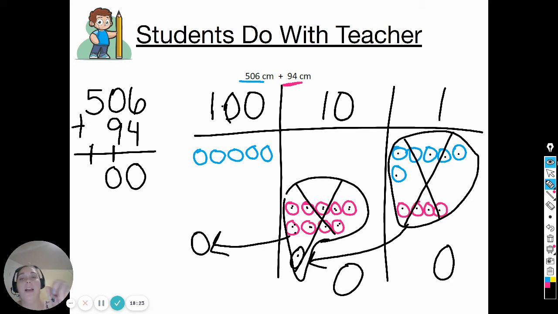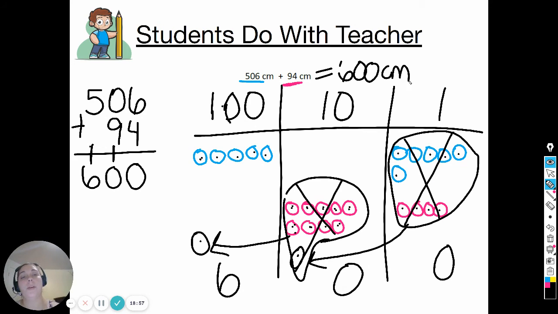Now all that we have left is to add our hundreds. 100, 200, 300, 400, 500, 600s. So I'm going to go ahead and put that 6, because I have 600s over here. So 506 centimeters plus 94 centimeters equals 600 centimeters.